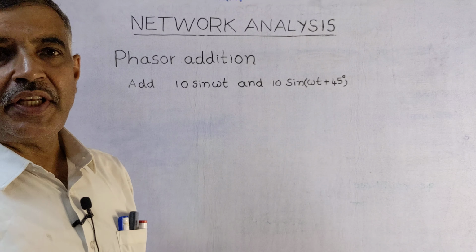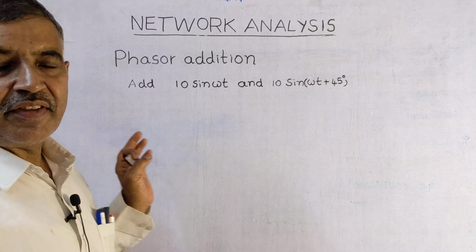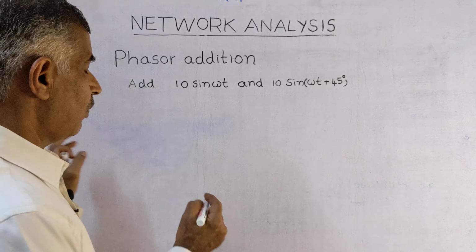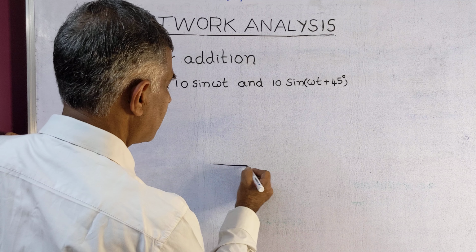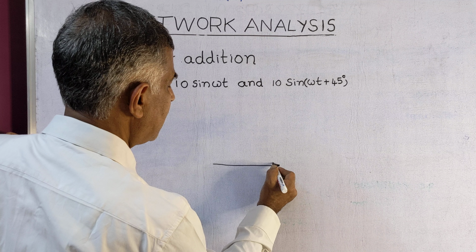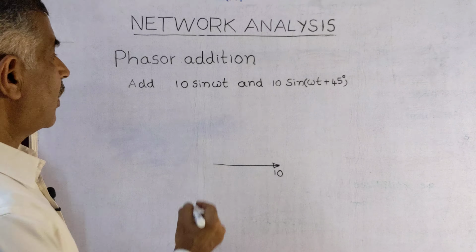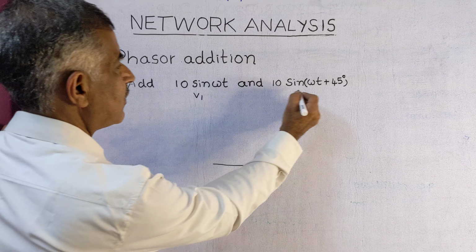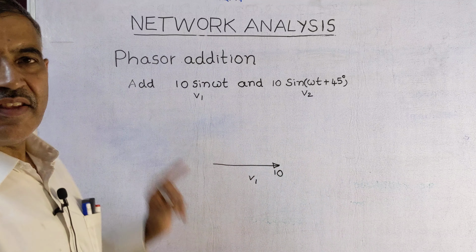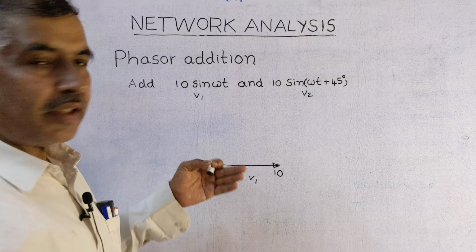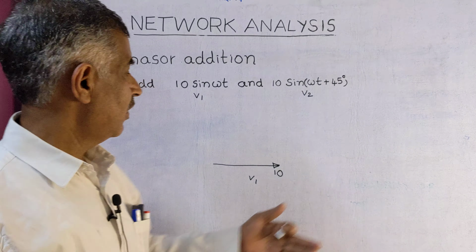First, sketch 10 sine omega t. It is a sine wave that starts from 0. Call this V1 and this V2. This is V1, where 10 is the amplitude, and it is starting from 0. Therefore, we have to take it as a horizontal phasor.